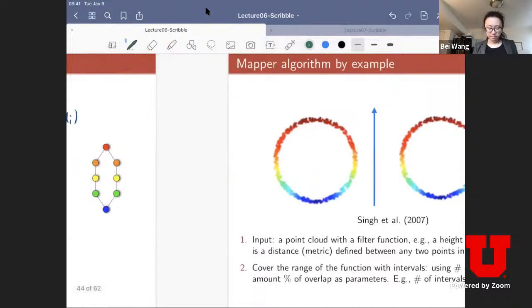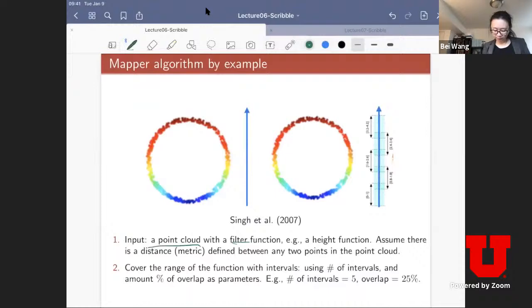So I have a point cloud, I have a filter function, and in this case the function on the point cloud is sometimes called a filter function. In this case, we're using a height function. And then there's some sort of distance between the points, and right now we're just using Euclidean distance. That's step one. Step two, I'm going to cover the range of the function with intervals. In this case, like I said, the number of intervals is 5. And I also say they overlap roughly 25%. So when I say 25%, that means the green interval and the red interval overlap roughly 25% of the total length. All right, so that is step two.